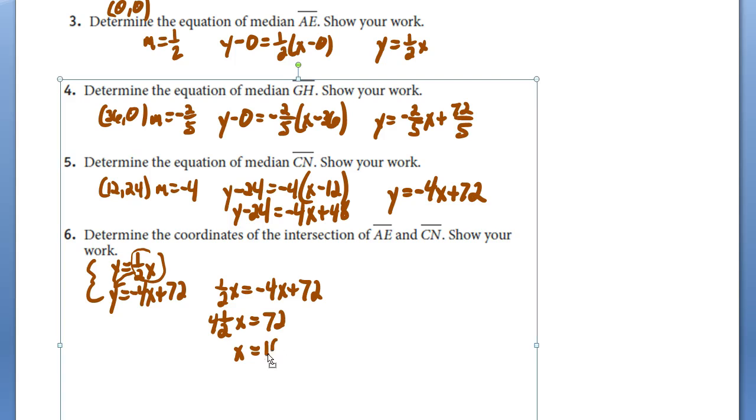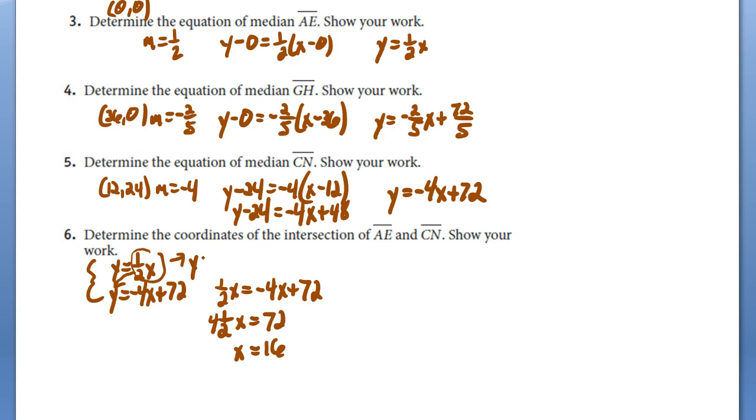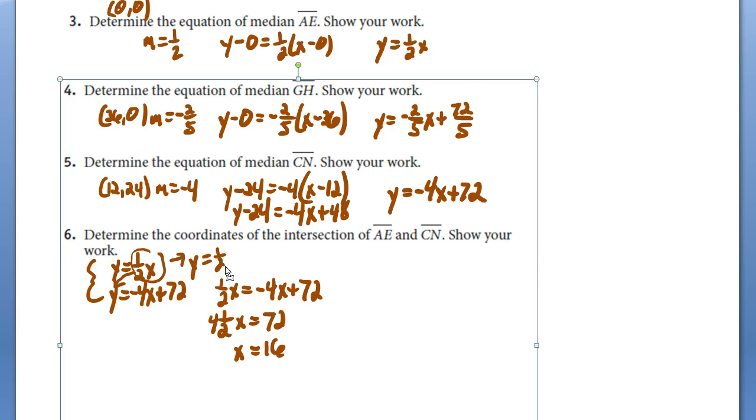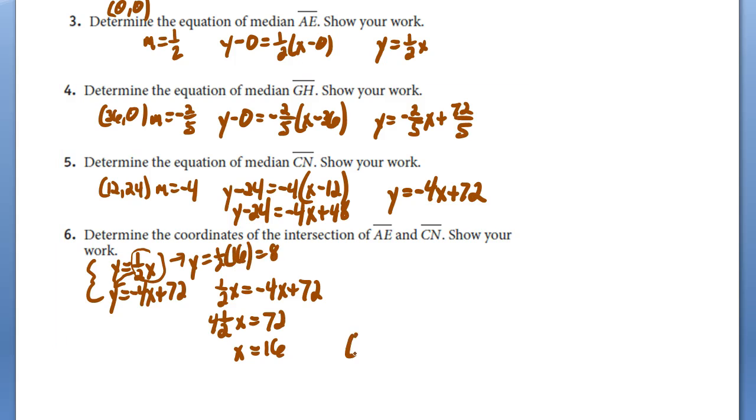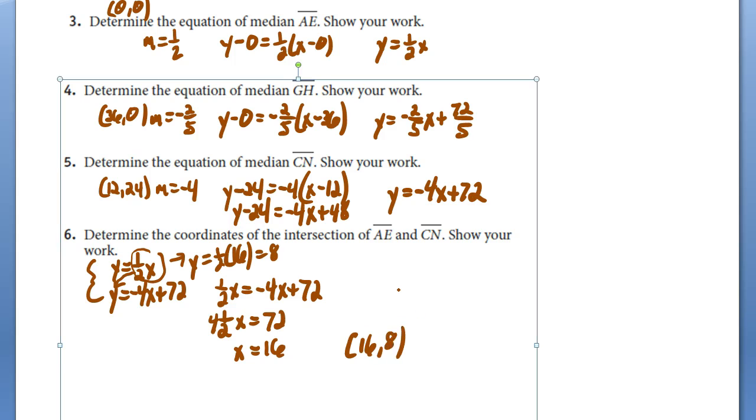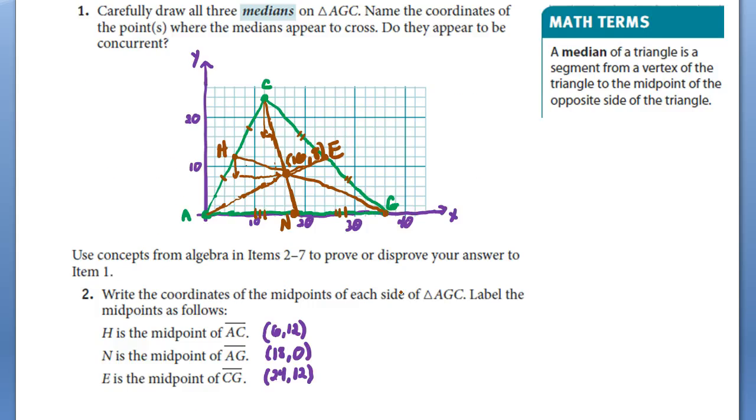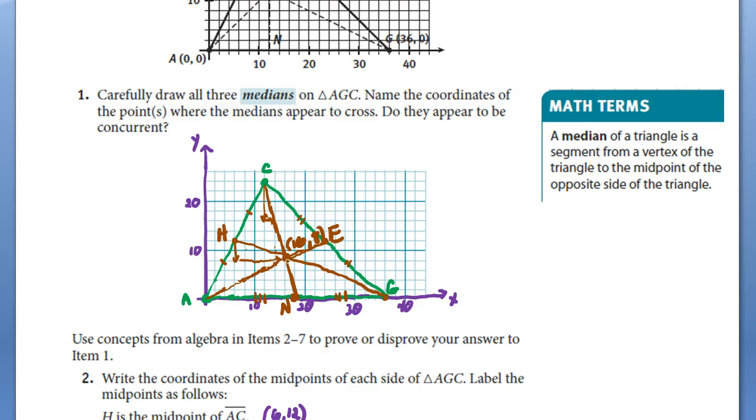x equals 16. Once we know the answer for x, we can put that answer up here into that first equation and find that y would equal 1/2 of 16, which is 8. Writing this as an ordered pair, (16, 8). By the way, (16, 8) is where we thought that that point of concurrency was located.